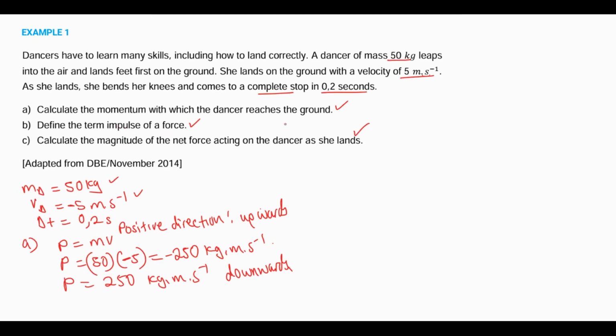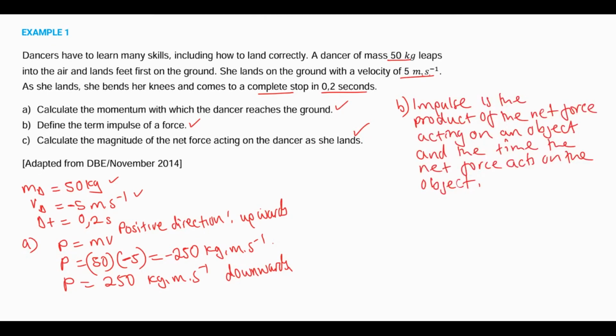B, we're required to define impulse. We have to remember that impulse is a product of the net force and the time. Let's put it in words. Impulse is the product of the net force acting on the object and the time the net force acts on the object. Remember the definition there.